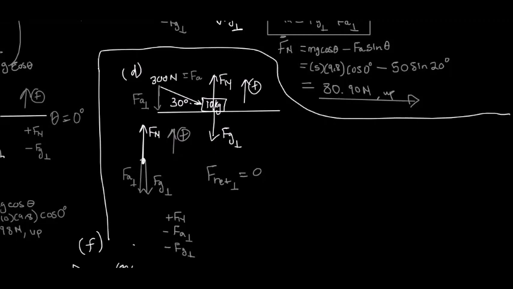Right, then I put it in the formula. So instead of F net, I sum all the forces together. That means it's going to be normal force minus the applied force perpendicular component, also minus the gravitational force perpendicular component, and all of them are equal to 0 because there is no movement perpendicular to the surface.